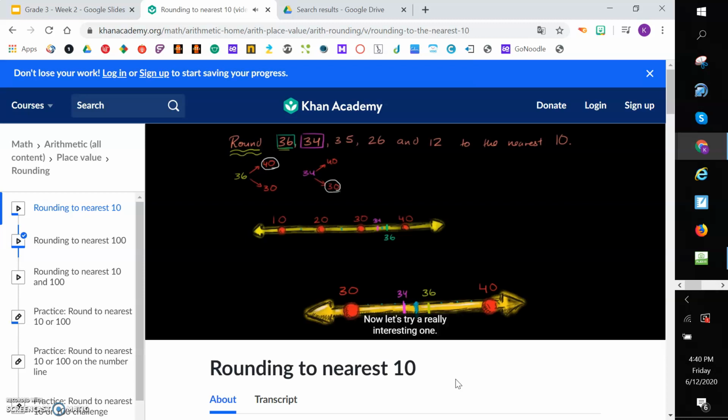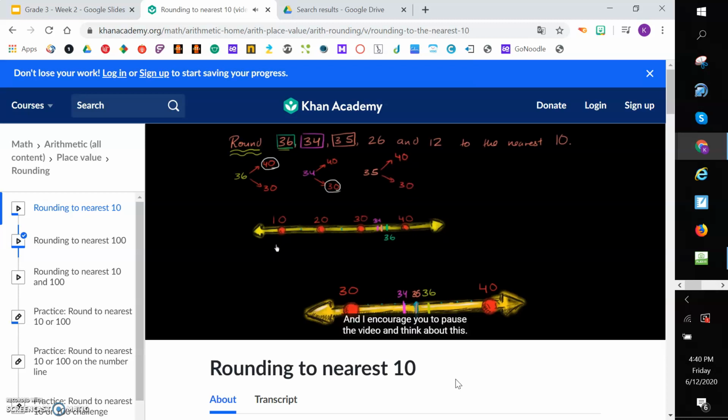Now let's try a really interesting one. Let's think about rounding the number 35 to the nearest 10. And first, before we even try to do it, let's think about the two options. Well, we've already seen it. 35 is sitting right over here on this number line. That is 35. And once again, we have two options. 35, we can round it up to 40, or we could round it down to 30.